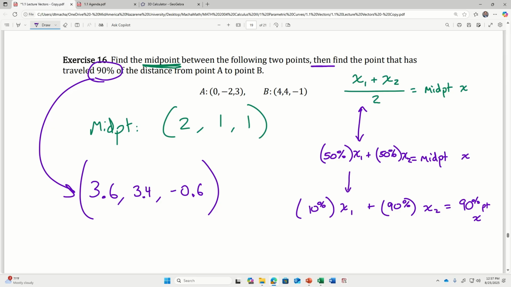If I said I only want it to have traveled 20% of the distance from point A to point B, then I would multiply point A coordinates by what? 80%. Because I've only traveled 20% of the distance. I'm closer to point A, so it gets more of a weight in my weighted average. If I'm closer to point B, then point B gets a larger weight in the weighted average.